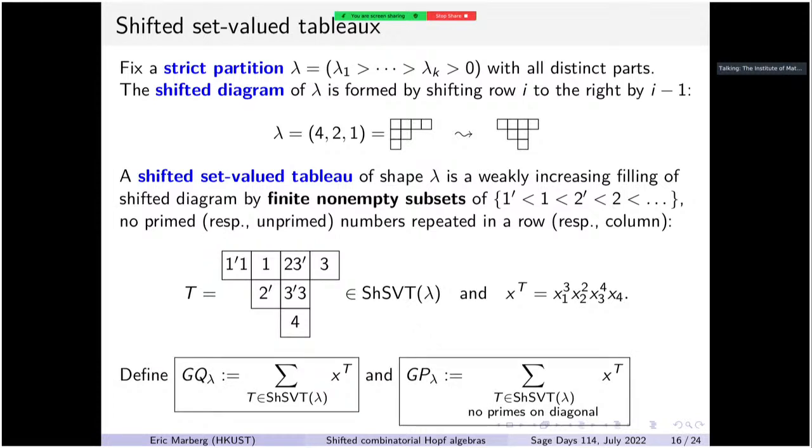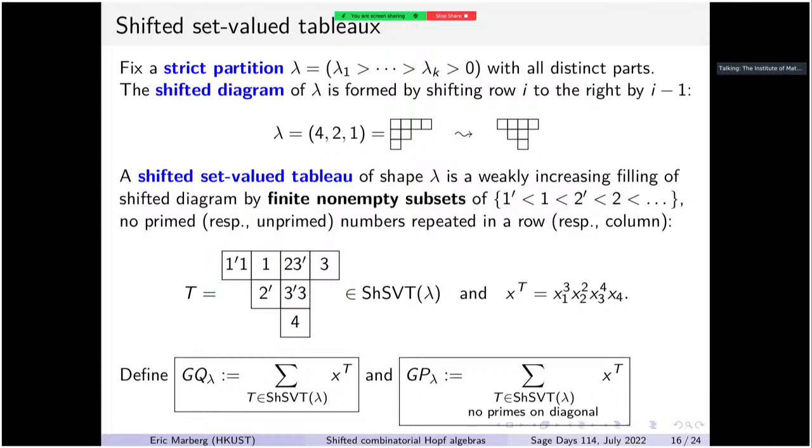And now, with this definition, we're just going to make these 2 definitions that look like our formula for stable Grothendieck polynomials. GQ lambda is the sum over shifted set value tableau, all of them. And then GP is the sum where we restrict to such tableau with no primes on the main diagonal. So this tableau would not be included in this sum because there are primes here and here. If we remove this 1 prime and we change this 2 prime to a 2, then the tableau would be included in this summation. So we have these 2 big sums.